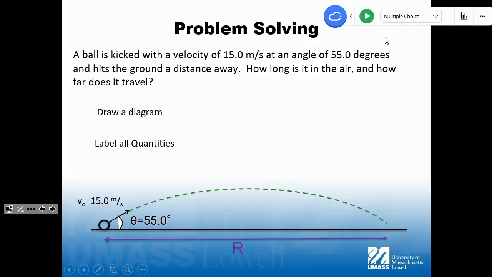Now the promised math. So this is a ball hit with some initial velocity at an angle of 55 degrees. So in this case, that's the trajectory of the ball. We all agree. Right? This velocity vector, this initial velocity vector, does it lie on the x-axis, y-axis, or both?